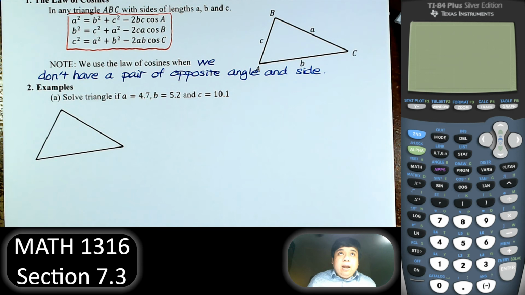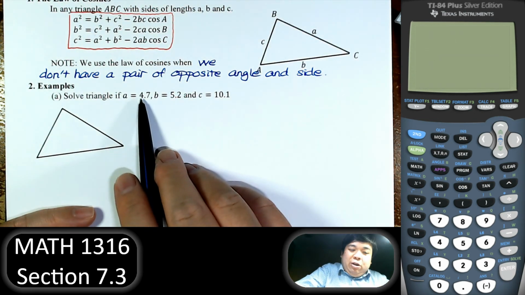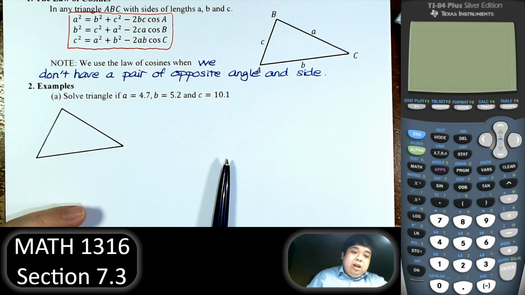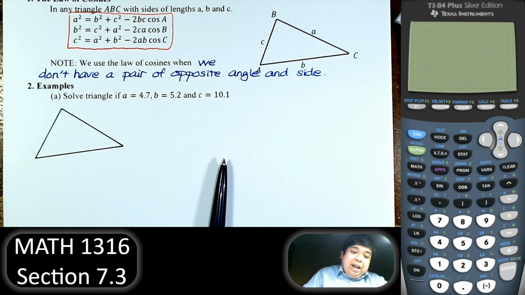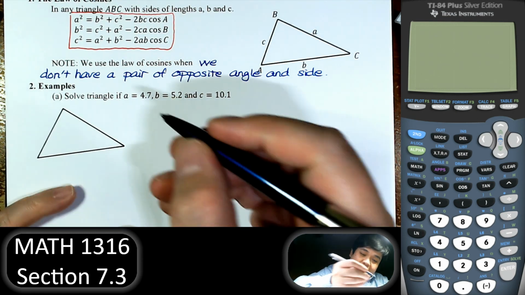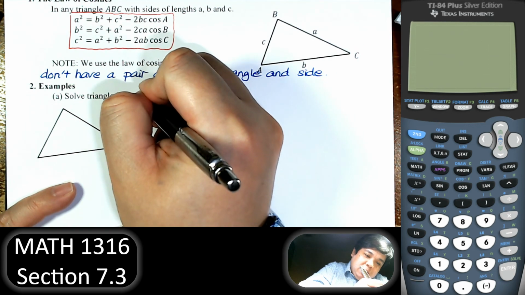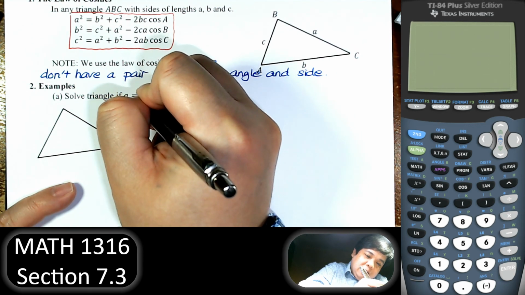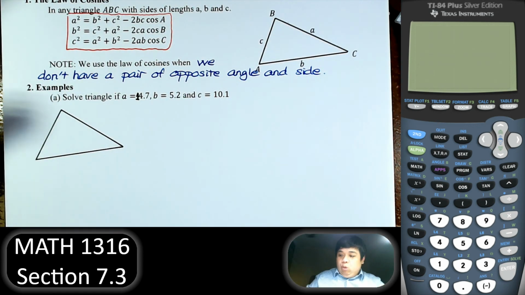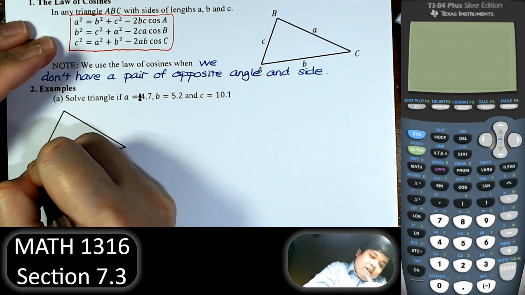By the way, I think this is a typo. Because if we have 4.7 and 5.2, they add up to 9.9, which is less than the third side. We will not have a triangle in that case. So please, I would change this in the notes, but just make this 14.1, then that will work. I'll change that in the notes before I upload this online.